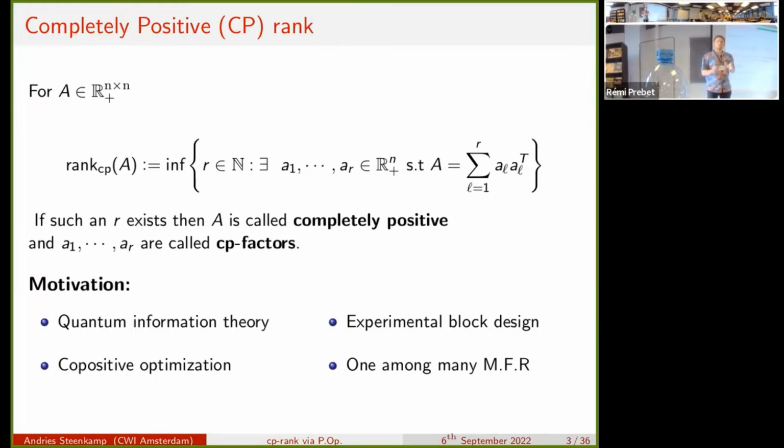Now, clearly, this does not hold for all matrices. Like if your matrix is not PSD, you're not going to be able to do that, for example. But even if it is entry-wise non-negative and PSD, you might still not be able to do that necessarily. But if you can find such an r, such a factorization, then we call such a matrix completely positive. And we call the associated factors CP factors, completely positive factors.